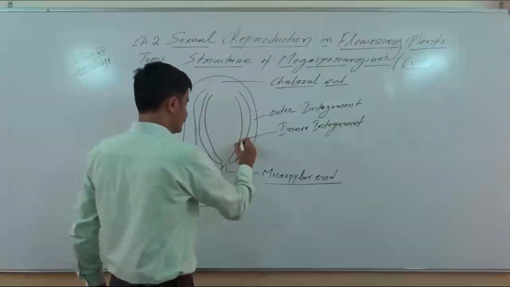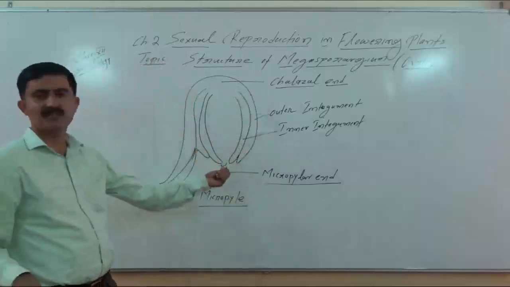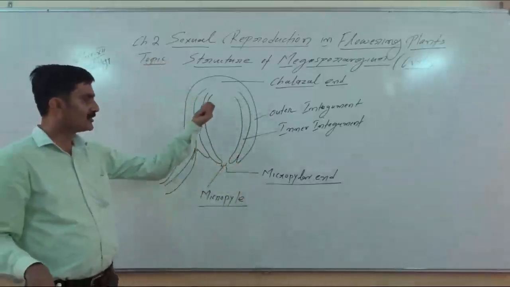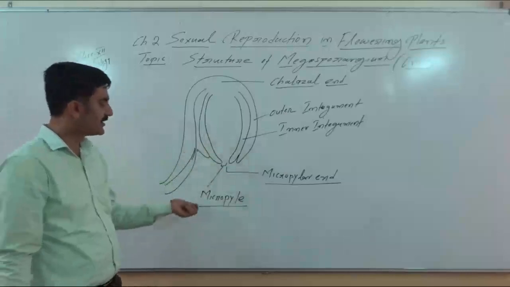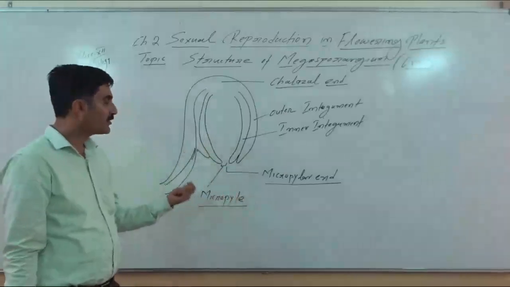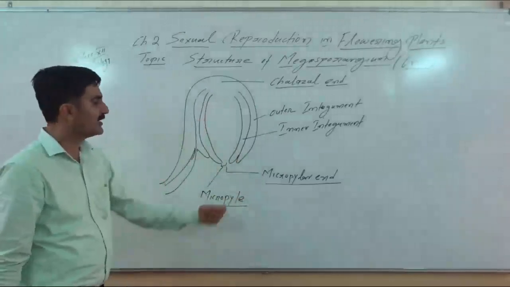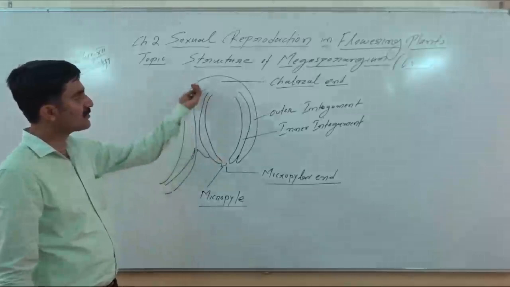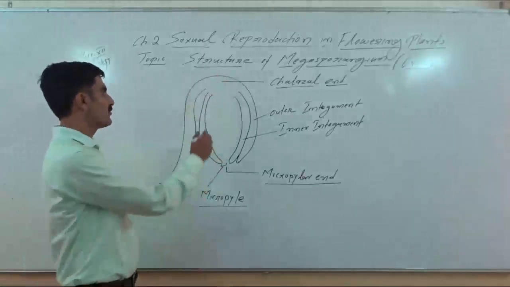So these integuments are not continuous. There is a gap, and that gap makes the opening of the ovule through which the pollen tube enters inside it. This opening is called the micropyle, and this end of the ovule is called the micropylar end. We can notice here, this is called the micropylar end. Opposite to the micropylar end is called the chalazal end, right?